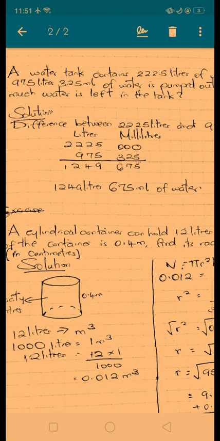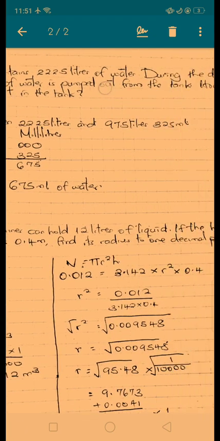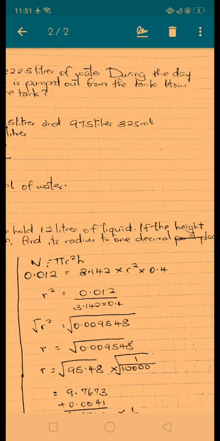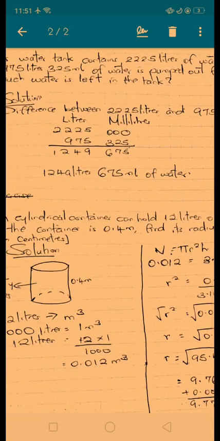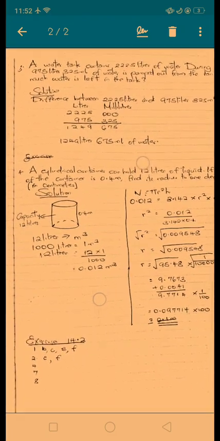So you have the solution. You have the difference between 2,225 liters and 975 liters, 325 milliliters. So I have arranged them. Sorry, I forgot the subtraction sign. But when you subtract, you get 1,249 liters, 675 milliliters of water left in the tank after 975 liters, 325 milliliters was pumped out from the tank.